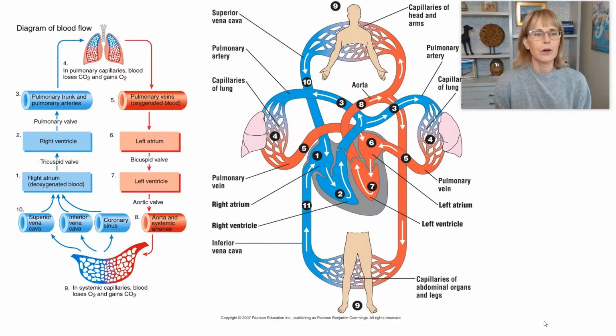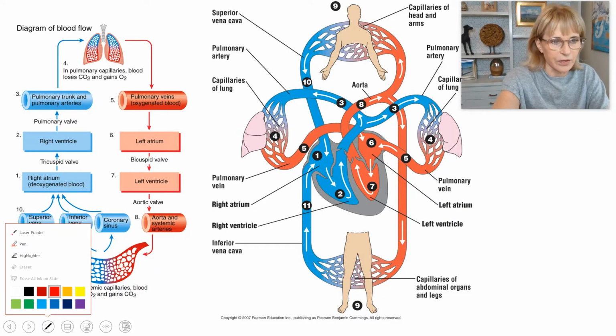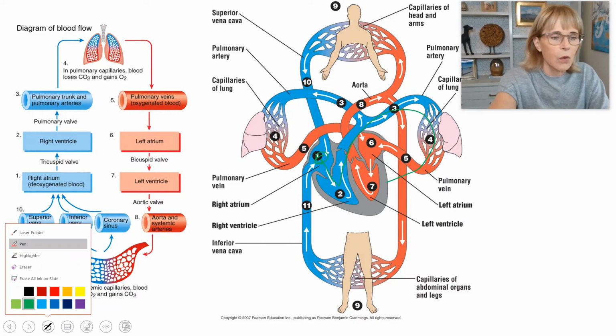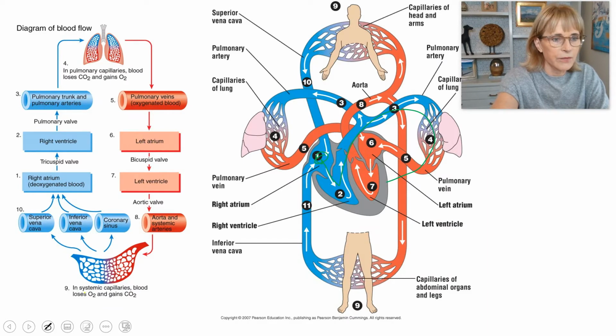So we're going to start learning the path of blood flow, all right? And I talked about this in the lecture side of the class too. When it comes to the path of blood flow, blood just goes round and round and round. So you can really start at any point. You could start here and do the whole thing.